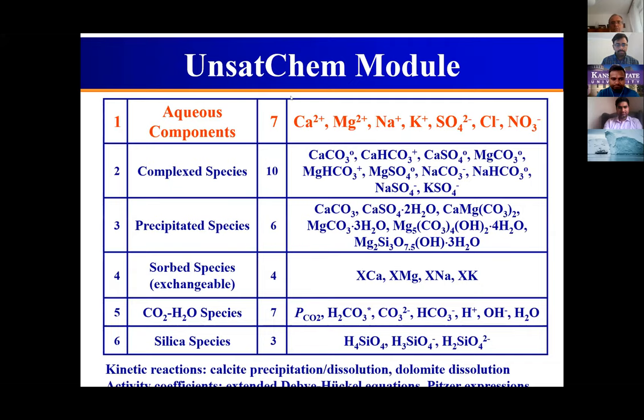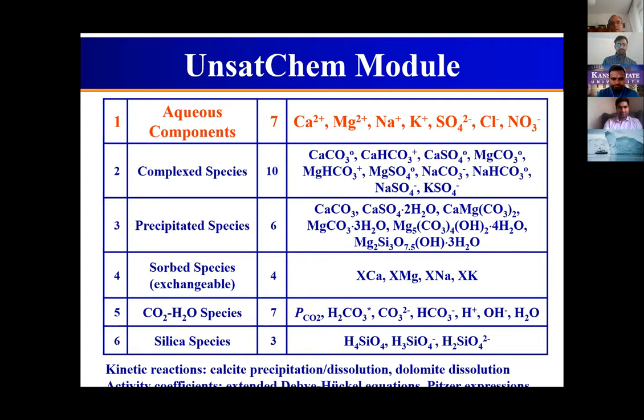The chemical system is limited here, so it includes only these ions: calcium, magnesium, sodium, potassium, sulfur, chloride. It also considers different minerals such as calcite, gypsum, dolomite, and others. It accounts for cation exchange between major ions.